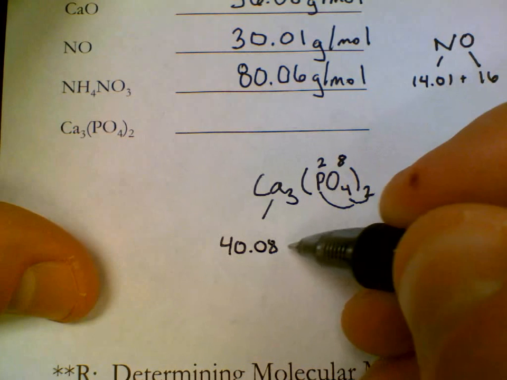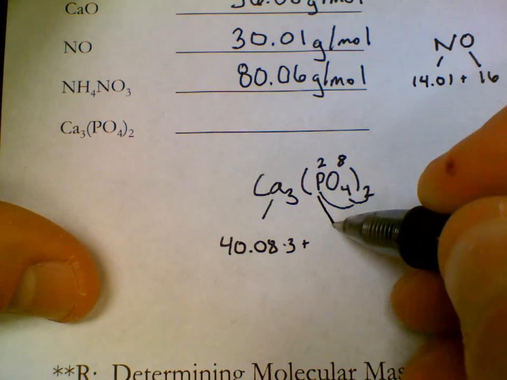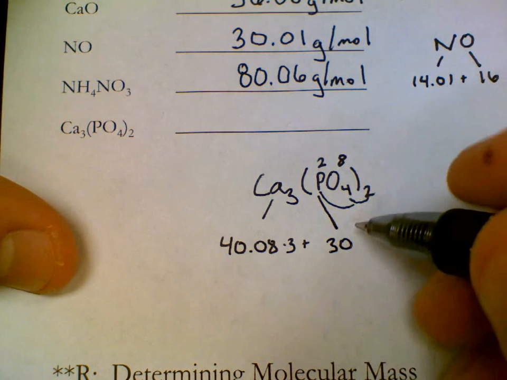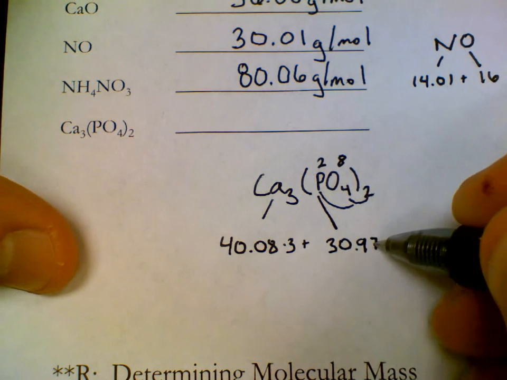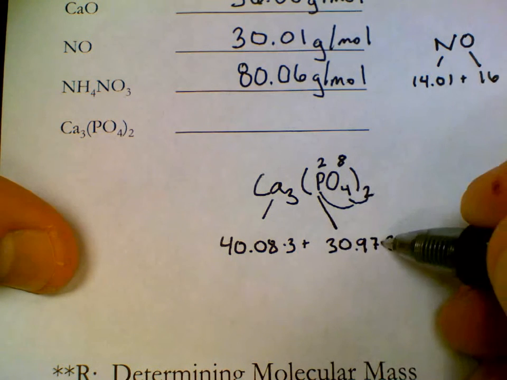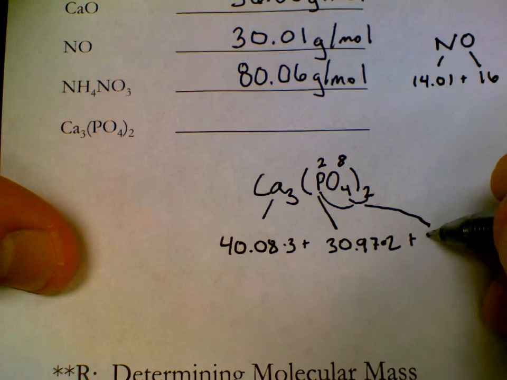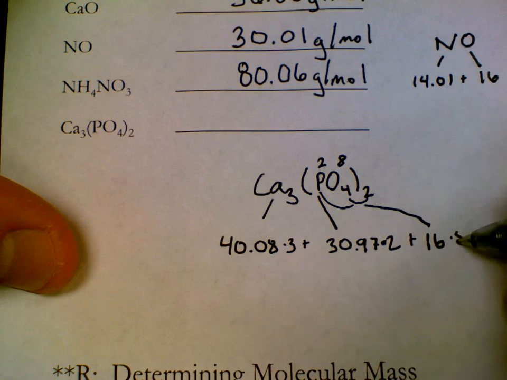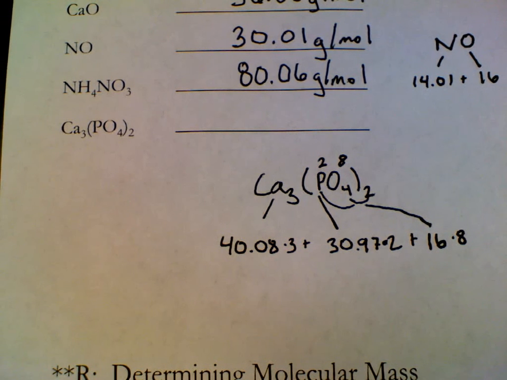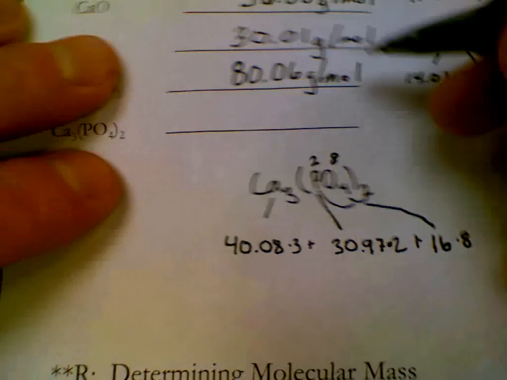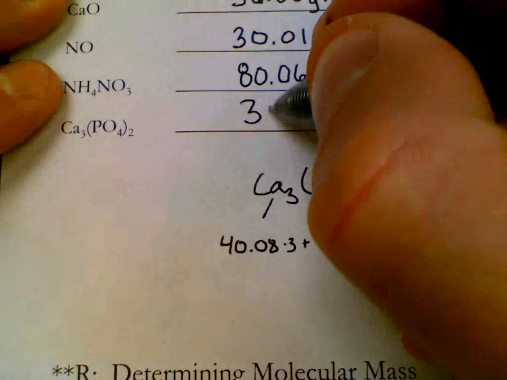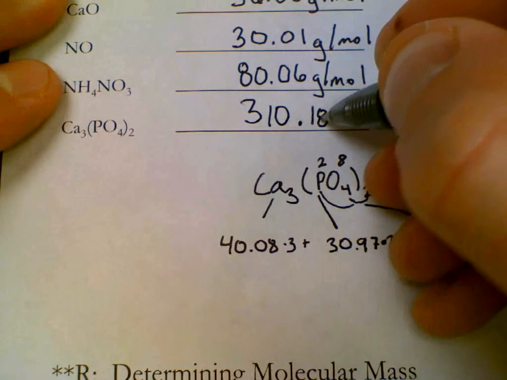40.08 times 3 plus 30.97 times 2. And then lastly, 16.00 times 8. We're going to take those values and plug them in, for a final value of 310.18 grams per mole.